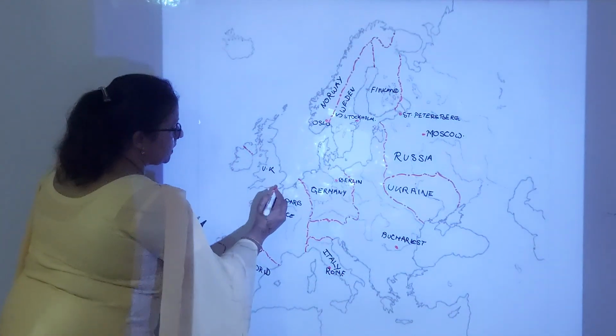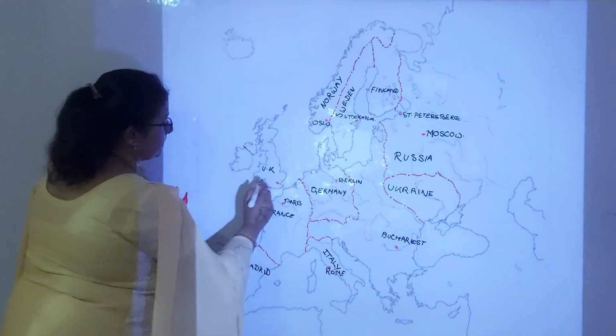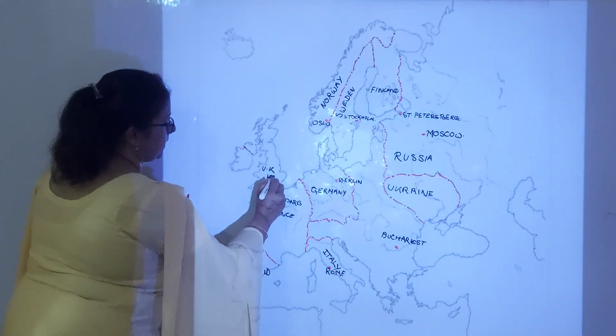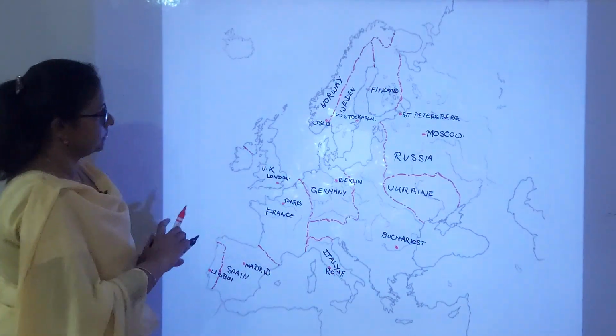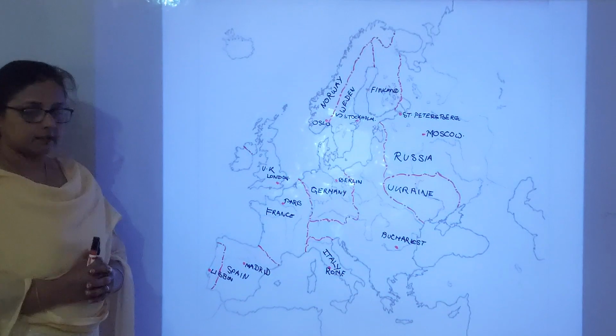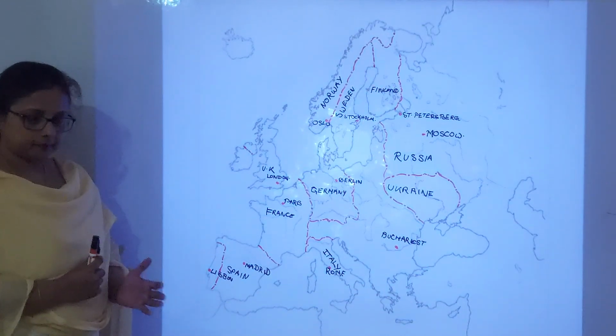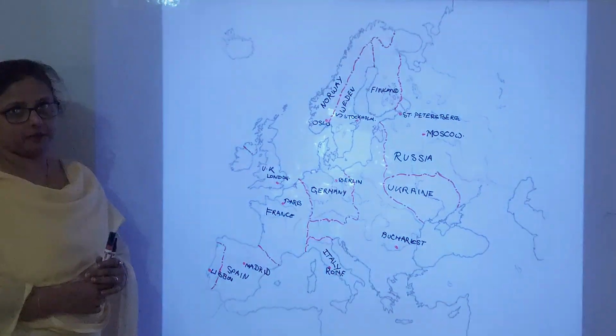And along the river Thames, we have the capital of the United Kingdom, that is London. You can see the map, pause the video, and copy the same in your map workbook.